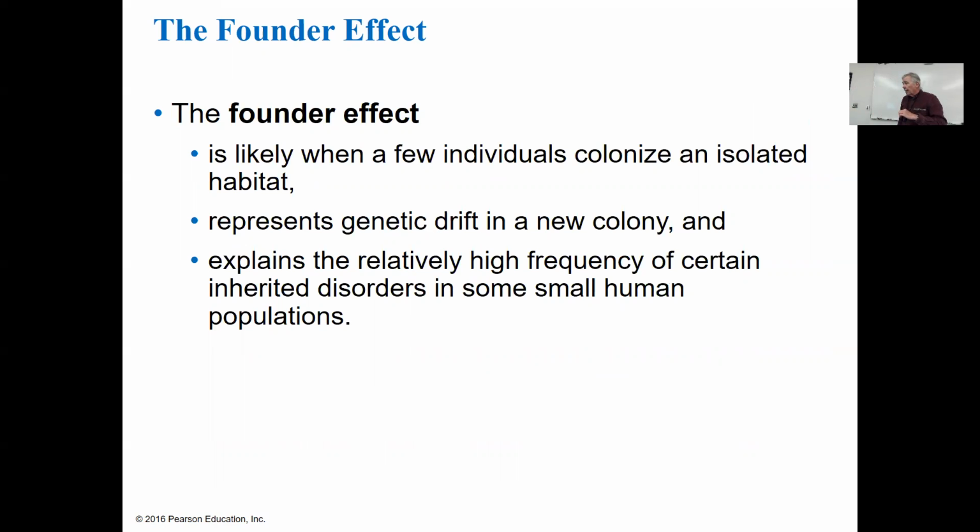a new colony and explains the relatively high frequency of certain inherited disorders in some small human populations. So a small group of this population leaves and goes somewhere, and they happen to have a particular allele, and that allele becomes more common in that population just possibly by random effects. And so this is genetic drift in a small colony, so they become quite different than the population as a whole, and then they get inbred also.